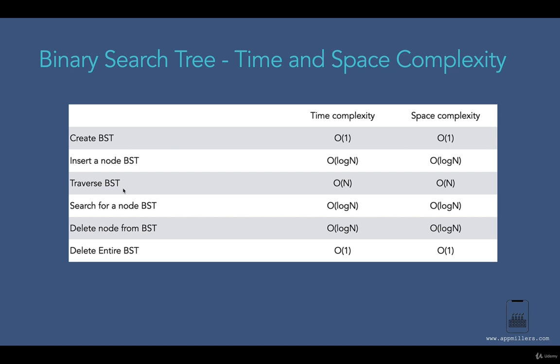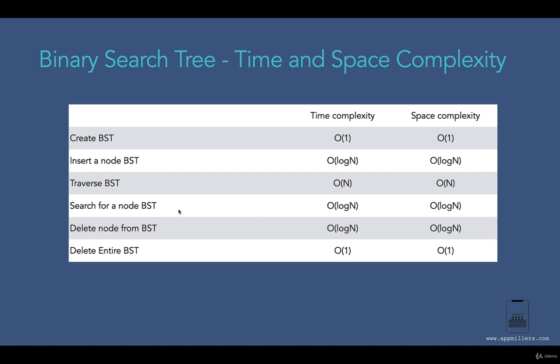Now the next operation is traversing binary search tree. When we are traversing a binary search tree, we have to visit all nodes of the binary search tree. So this means that it will take O(n) time complexity, if the number of elements in the binary search tree is n, because we are visiting all nodes. Similarly the space complexity is also O(n), because we are calling these methods recursively, so it will take space in the memory. That's why it will take O(n) space complexity.